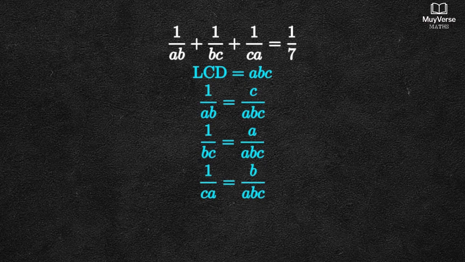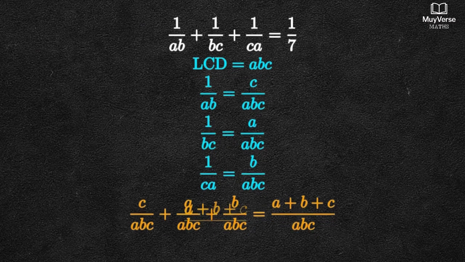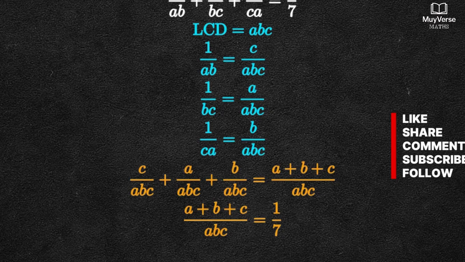Now that all three fractions share the same denominator, we add their numerators. C plus A plus B over ABC simplifies to A plus B plus C over ABC. Substitute this result back into the original equation. We have A plus B plus C over ABC equals 1 over 7.